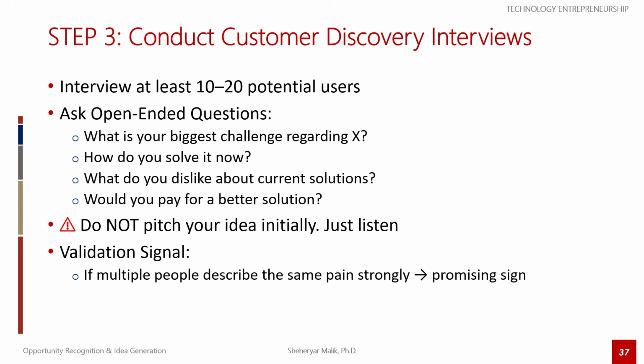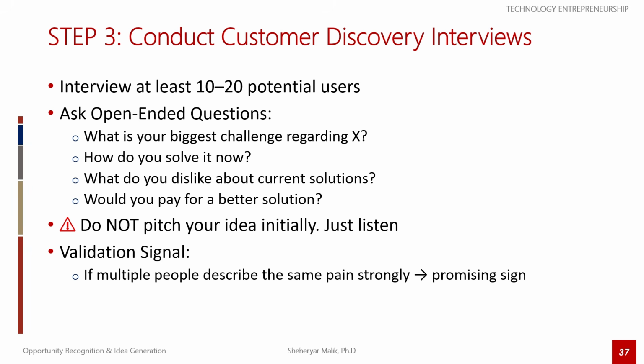You are going to interview at least 10 to 20 or 30 potential users who could use your product. You can ask them some open-ended questions. For example, what is your biggest challenge regarding this type of problem? Once they tell you, you ask how you solve it right now, like how do you come up with solutions. Then you ask, what do you dislike about the current solution? What are the challenges and problems with the current solutions? And then you can ask, what do you want? What do you think could be a better solution? And what is your wish list?